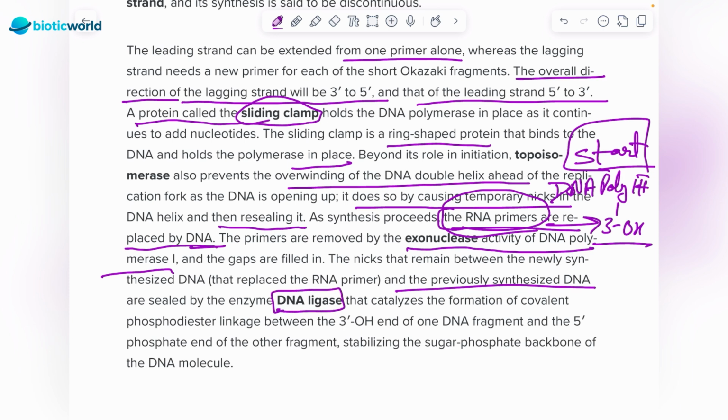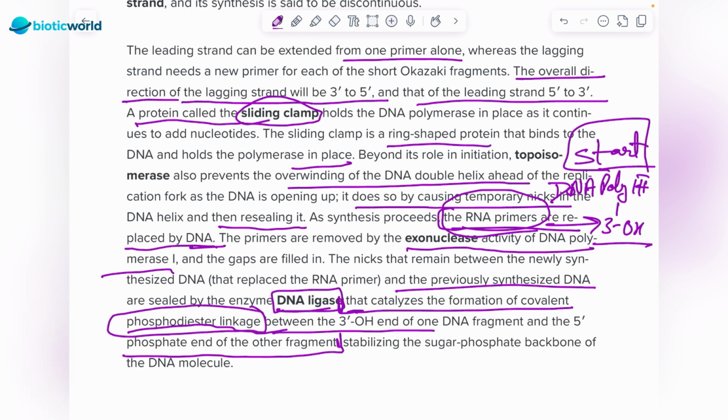So you should note the working of every protein in DNA replication, all the enzymes you have covered. DNA ligase catalyzes the formation of a covalent phosphodiester linkage between the 3' end of one DNA fragment and the 5' phosphate end of the other fragment. And you should also note the formation of this covalent phosphodiester linkage between the 3' end of one DNA fragment and the 5' phosphate, right, stabilizing the sugar-phosphate backbone of the molecule.